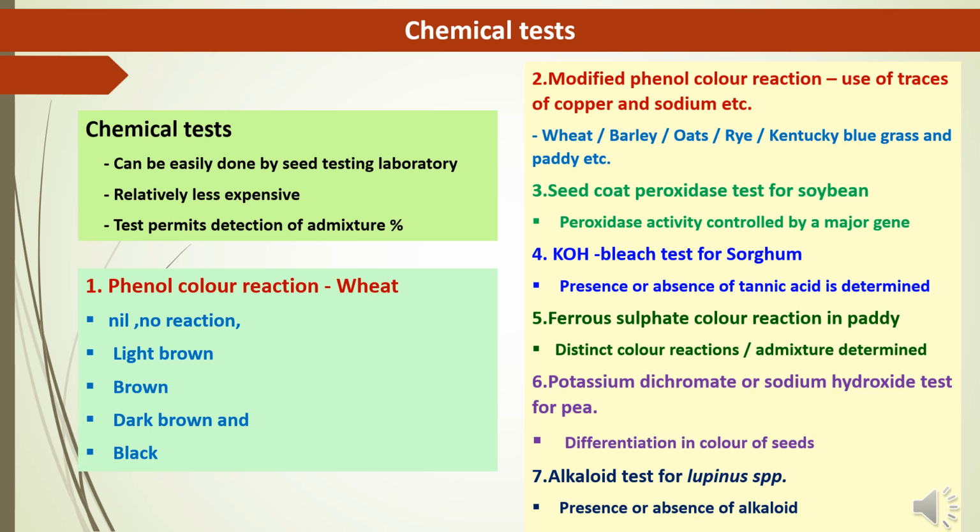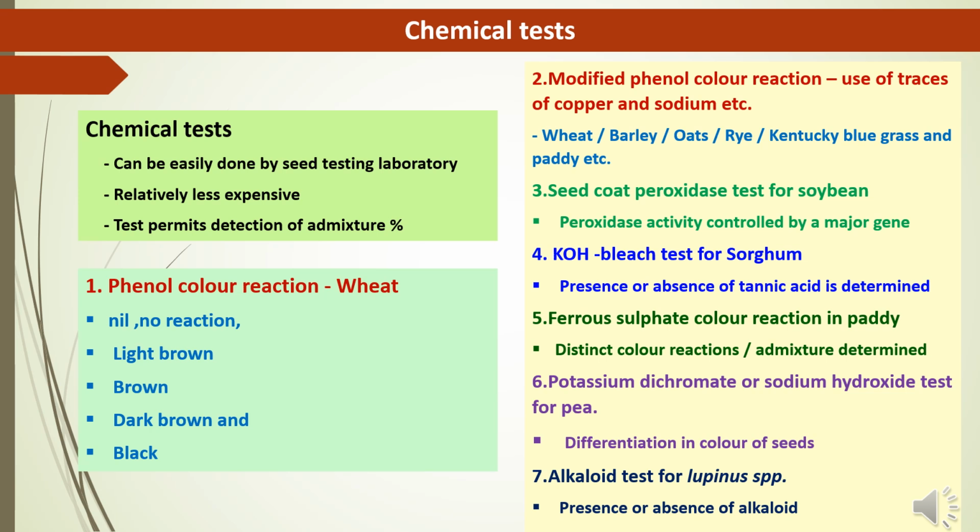The fifth test is the ferrous sulfate color reaction test, which is used in paddy. The paddy varieties, when immersed in a 1.5% solution of ferrous sulfate for 4 hours, develop distinct color reaction spots, namely brown spots, grey spots, or grey streaks on the husk. The admixture of one group of varieties in the other can thus be determined.